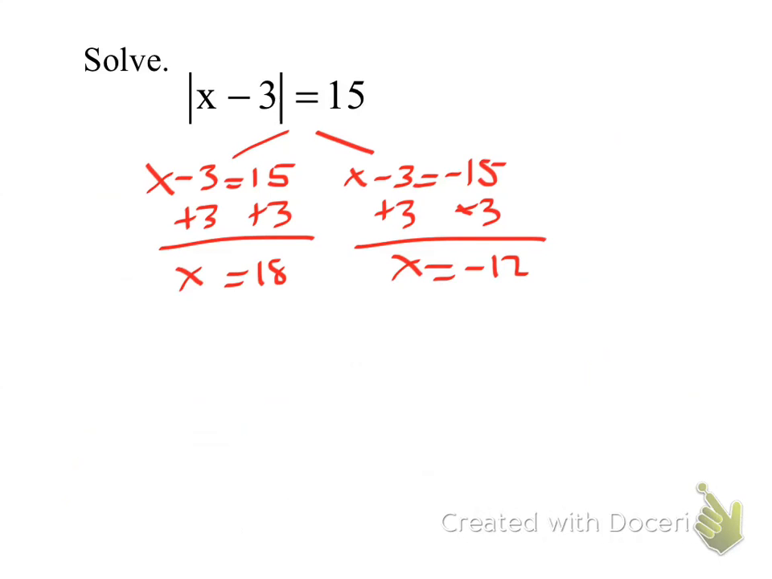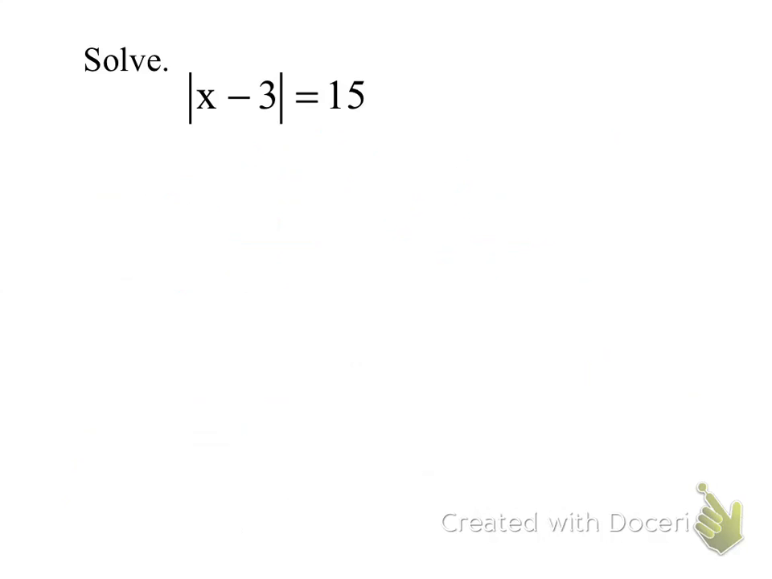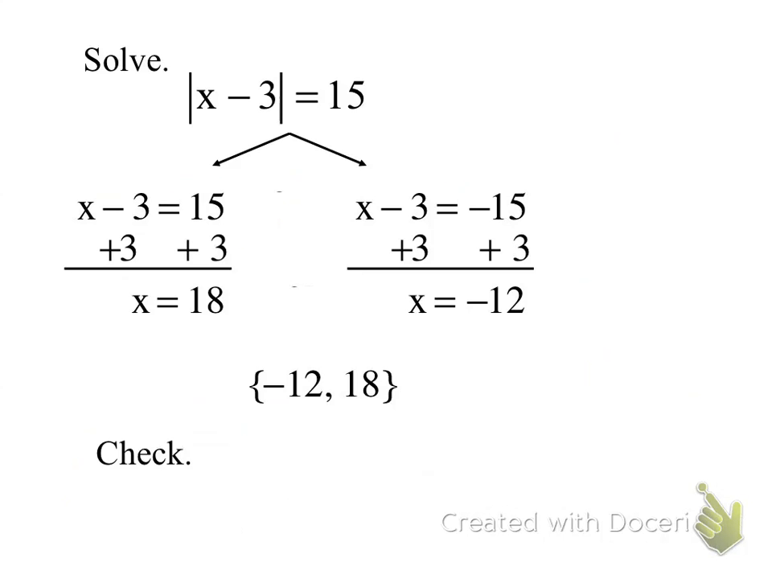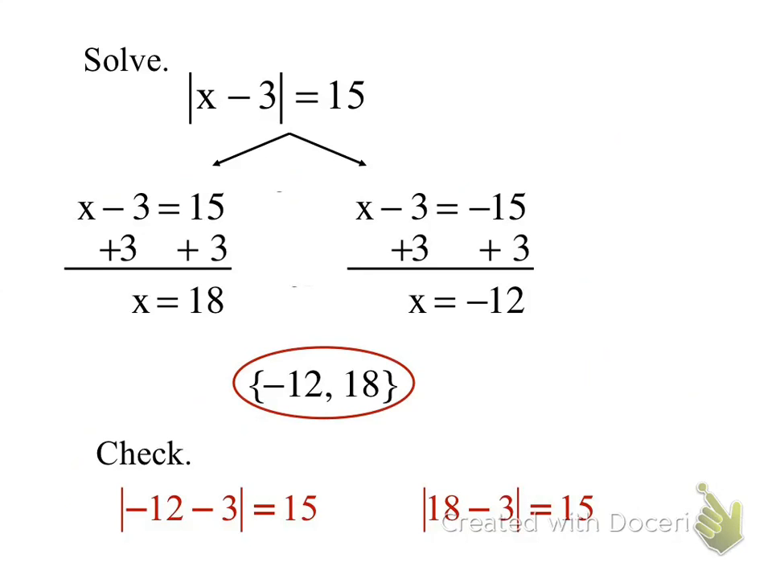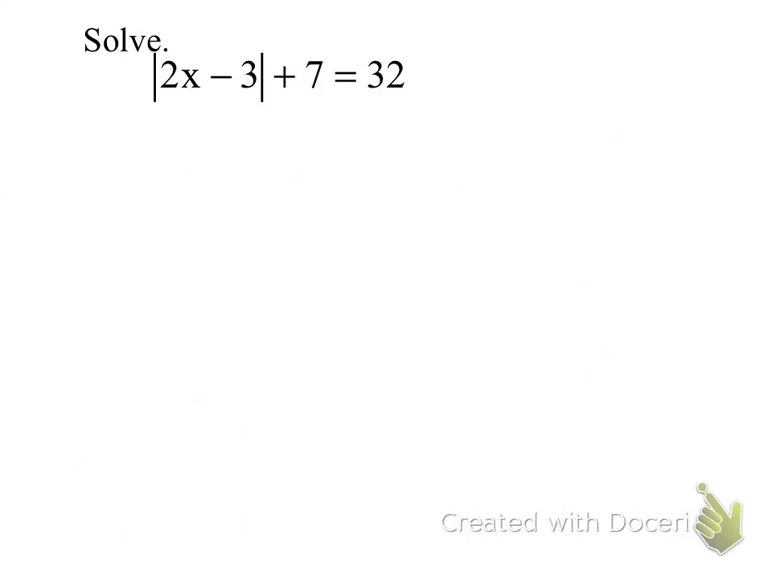All right, so you should have broken this up into two equations and ended up with 18 and negative 12. And now you want to check your work and make sure mentally that it works when you substitute in. So negative 12 minus 3 is negative 15. The absolute value of negative 15, is that equivalent to 15? And 18 minus 3 is 15. Is that equivalent? That works. So we're good.